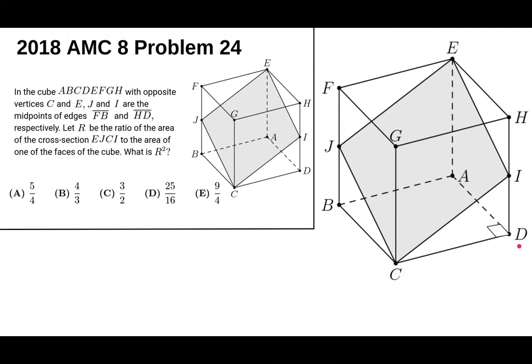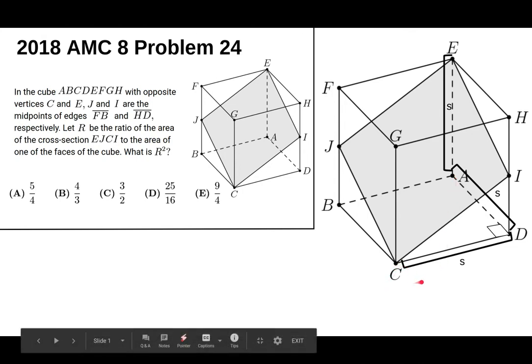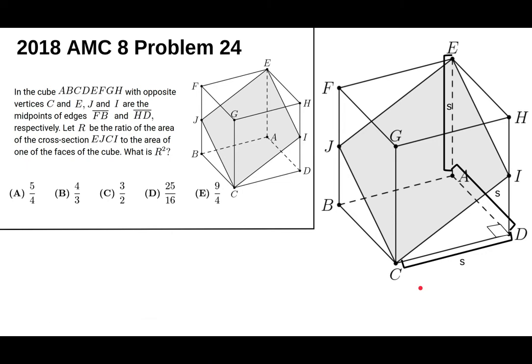Let's call CD S, for side length of the cube. That means DA is also S, and EA is also S because it's a cube. So all the side lengths are the same. We know that the diagonal CA is S times the square root of 2 because this is 90 degrees, and the Pythagorean theorem tells us that S squared plus S squared, square root, is S root 2.